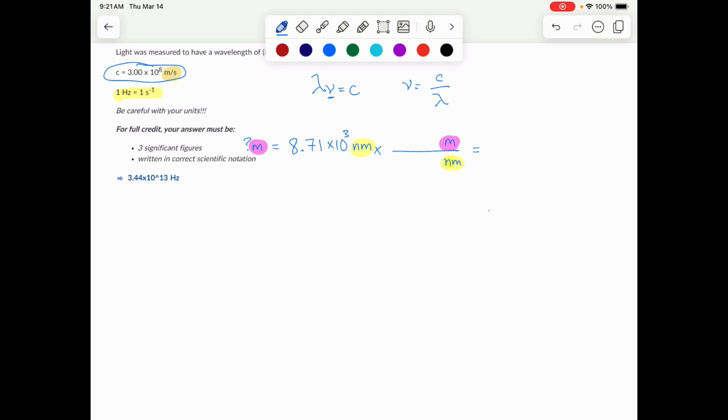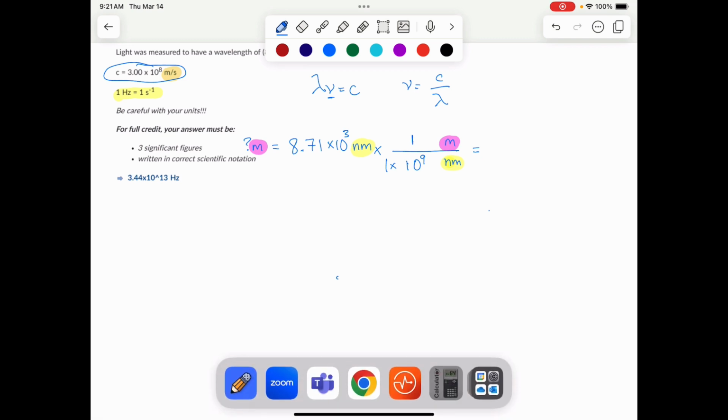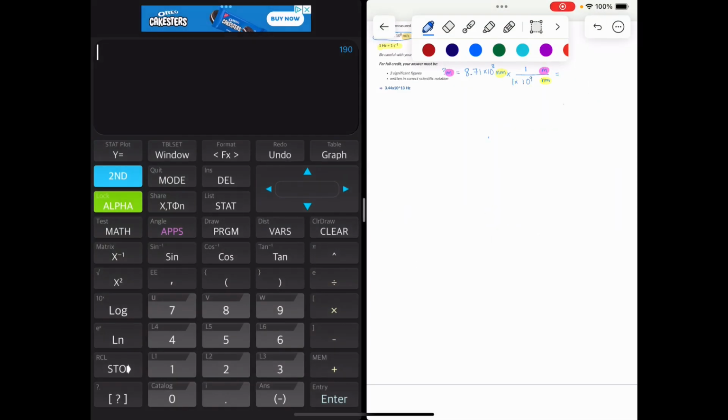And so I need to know the conversion factor between nanometers and meters. And you may recall from chapter 1, this is one of those prefixes I need to know. And in 1 meter, there are 10 to the 9th nanometers. This is the same thing as 1 times 10 to the 9th. This is the way I have the conversion memorized. And now I'm going to plug that in my calculator.